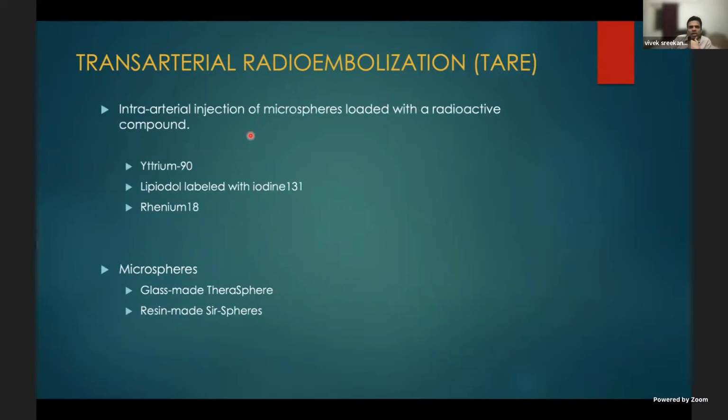So in radioembolization, the intraarterial injection of the radioactive compound is done. These three are the radioactive compounds which are used in TARE, that is yttrium-90, lipiodol labeled iodine-131, or rhenium-188. But the predominant one we use is yttrium-90. And the microspheres which are coupled with these radioactive compounds are the TheraSpheres or the SIR-Spheres. We have used both with excellent results.